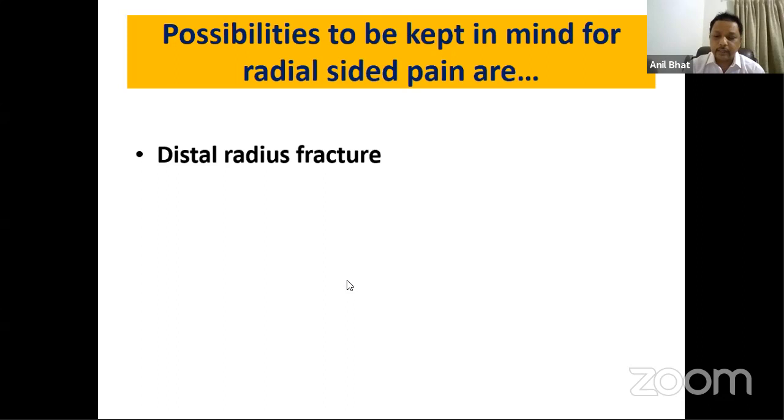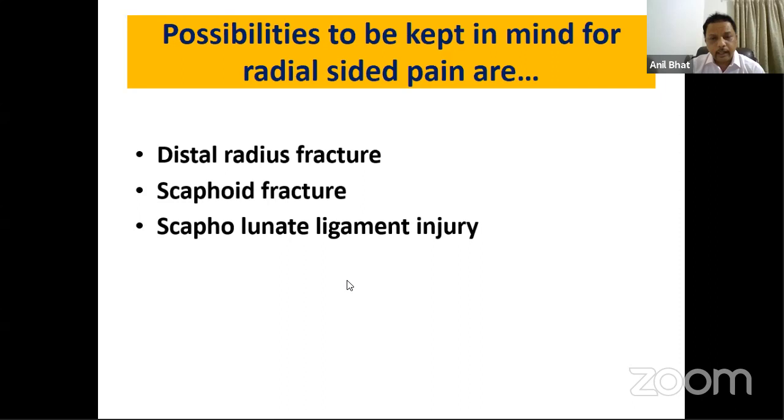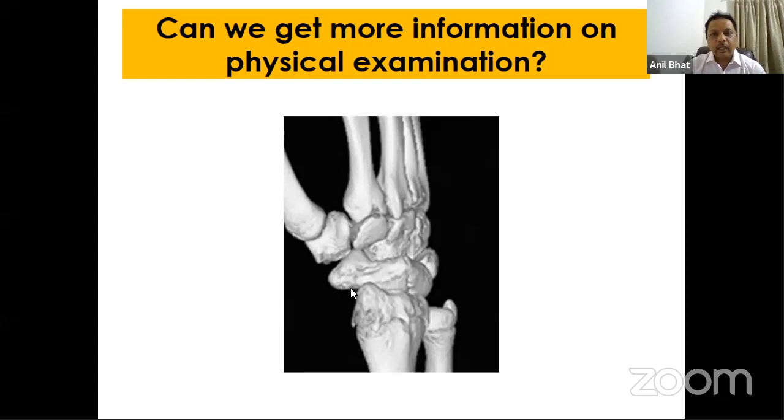But if it's a scaphoid or a scapholunate kind of injury on the radial side, they might come a little later. And that's what needs to be alerted when you take the history. Sometimes there could be CMC joint injuries, Bennett's and Rolando's kind of thing, and sometimes they could be neglected again. So can we get more information on physical examination?